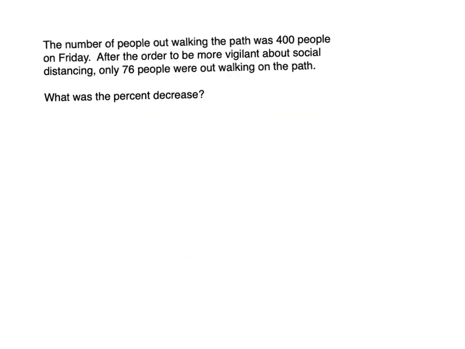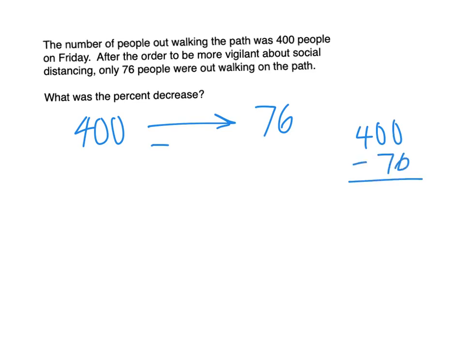The number of people out walking the path was 400 people on Friday, so 400. After the order to be more vigilant about social distancing, only 76 people were out walking the path. So the amount went down, right? What was the percent decrease? We can find the amount of decrease by doing some subtraction. So it went down 324 people.